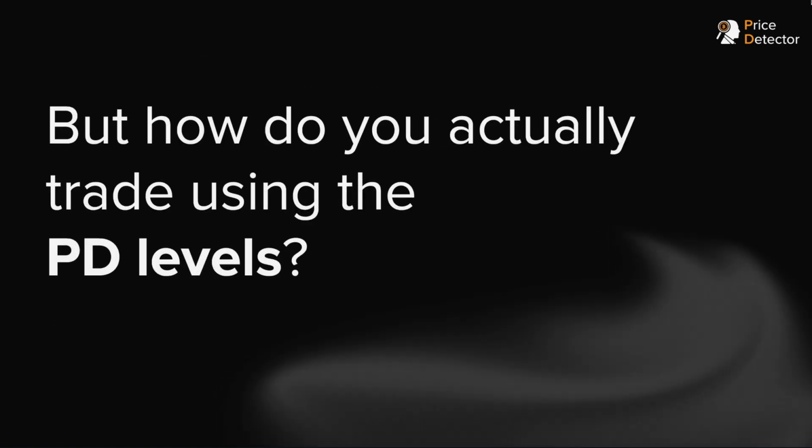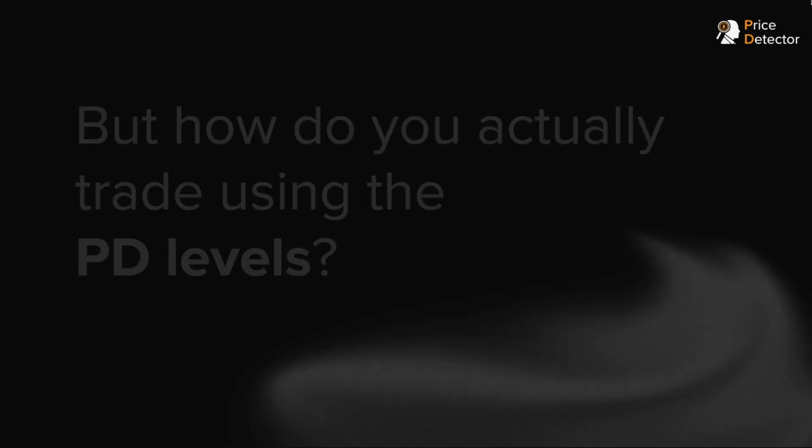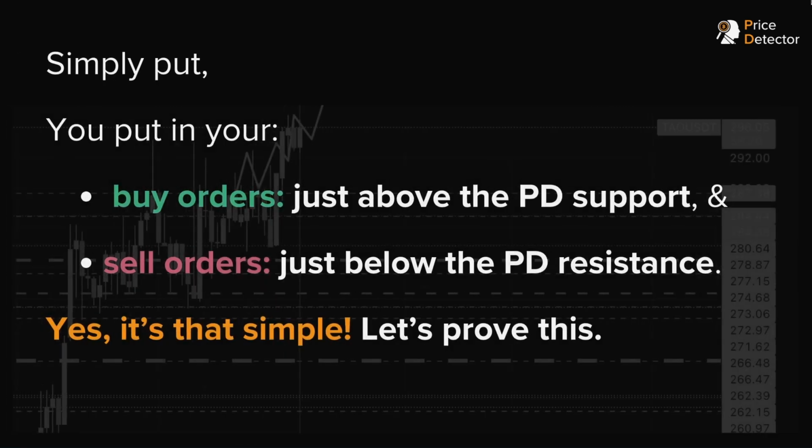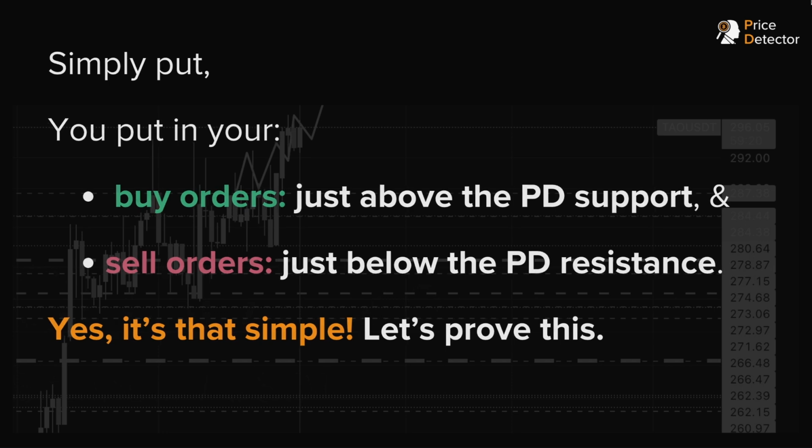But how do you actually trade using our PD levels? Let's have a look here. Simply put, you just put in your buy orders just above a collection of PD support lines, and best case would be the stronger the PD support is, you could put in your entries there. And the same goes for sell orders. The stronger the PD resistance line is, you just put in your sell order below that line. It's that simple.